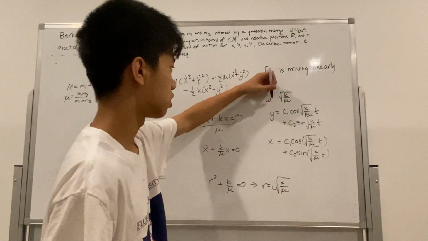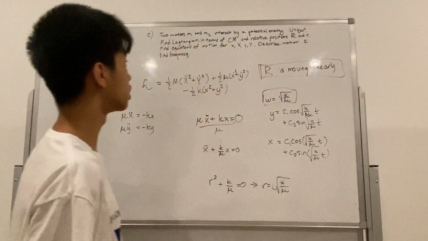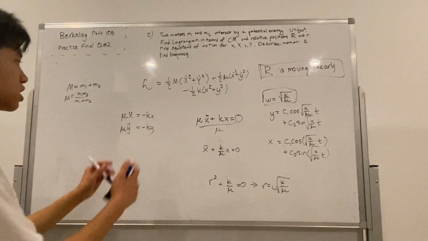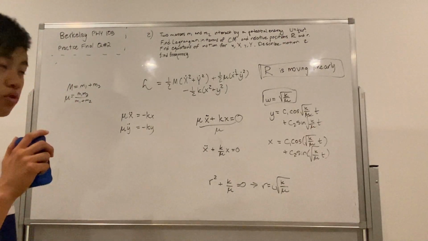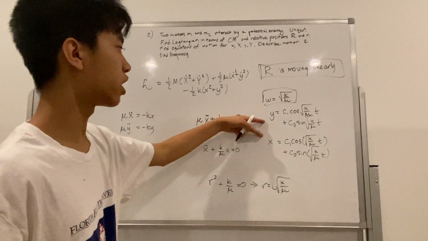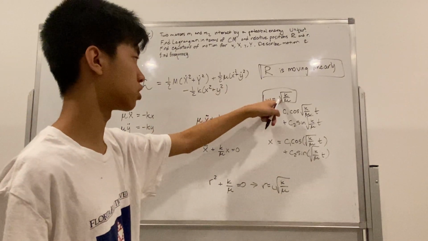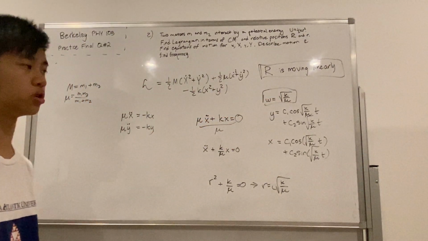So the solution is r is moving linearly. So the center of mass is going to be moving at a constant velocity in the same direction. X and y are periodic with a frequency of square root of k over mu.